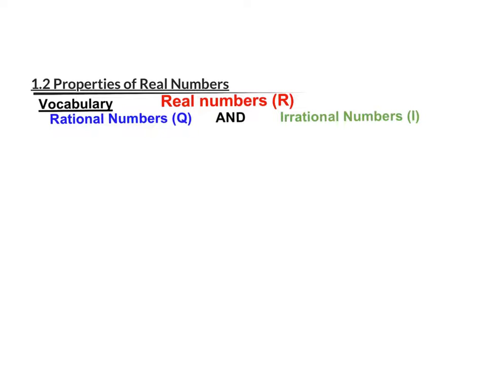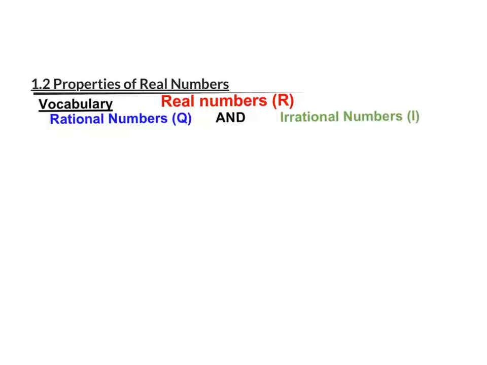So, we are talking about the real number system. Real numbers consist of 2 different subcategories. There are rational numbers and there are irrational numbers. If the number is rational or irrational, it is also real. Now, in parentheses, you will see an abbreviation for that set. You don't necessarily need to know those, but I want to make you aware.